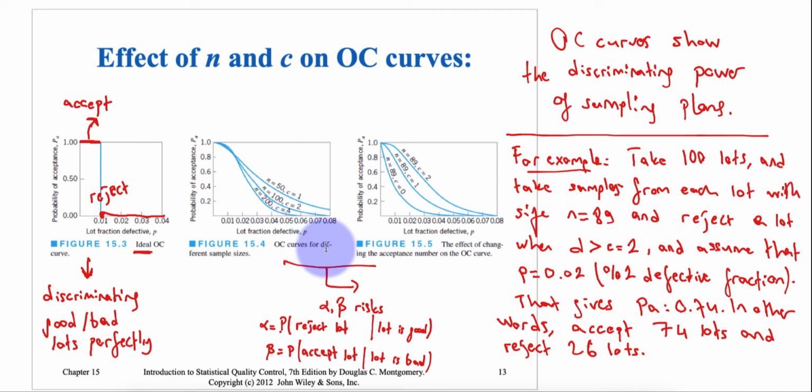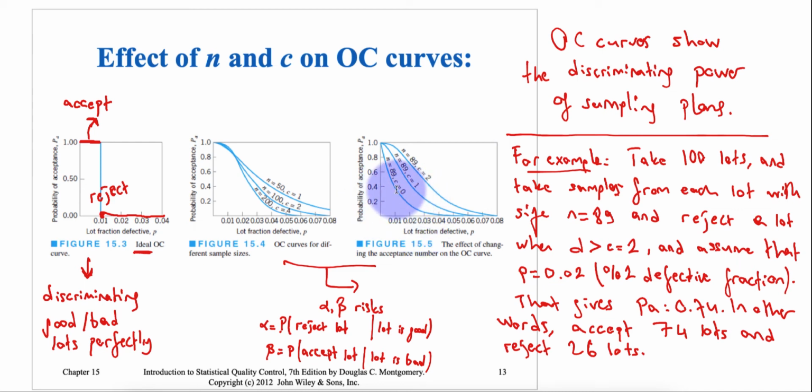For example, in this OC curve, when we increase the sample size, actually we are trying to converge to the ideal OC curve, right? So it means that when you increase the sample size, you will get more information, so you will not make errors as much as when the sample size is lower, all right? And also, when you consider the C level on the OC curve, when you decrease the C level, you will decrease the probability of acceptance.